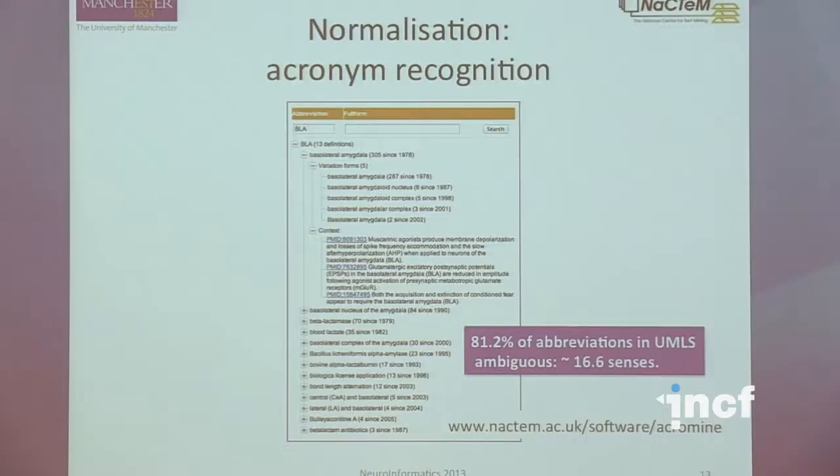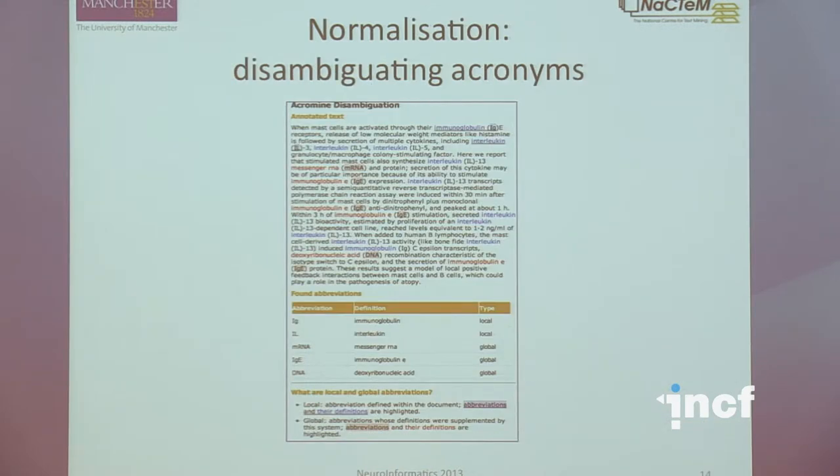Abbreviations are a quite well-known problem in biomedicine because 81% of abbreviations are ambiguous, and each abbreviation has about 16.6 different senses. So it is very important to be able to find disambiguation tools.